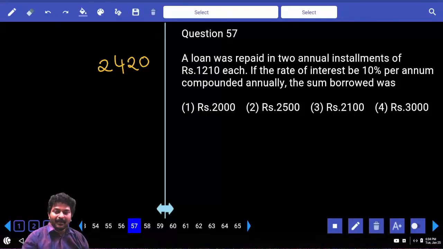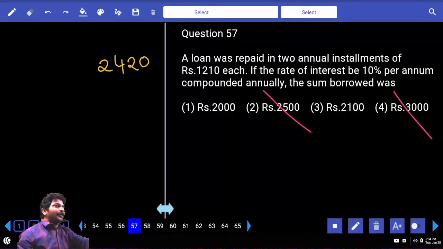How many options are left? Now you need to prove either one is right or one is wrong.